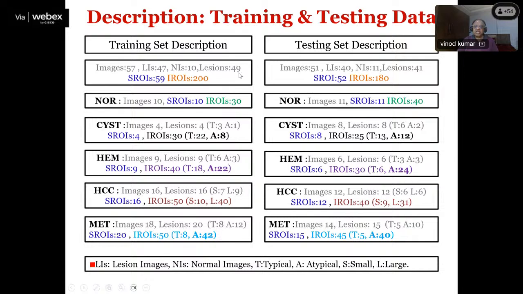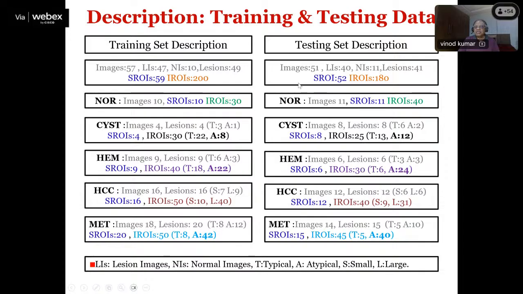So we took 49 patches from the tumor, and 59 SROIs and 200 IROIs from 49 lesions. Out of 49 tumor areas, somewhere we took 4, from some patches we took 5. So 200 ROIs and 59 SROIs. This is our image set for the training set. Similarly, this is 57 images. Here we took 51 images.